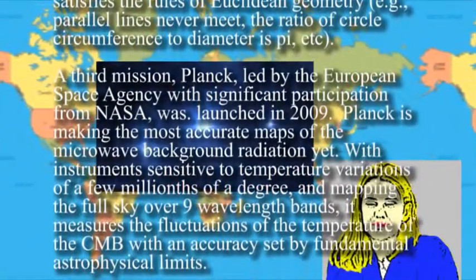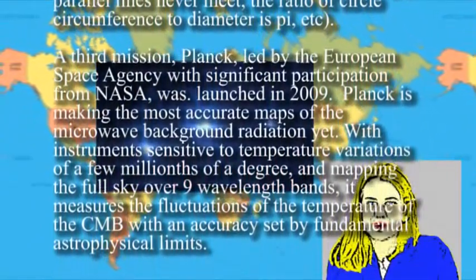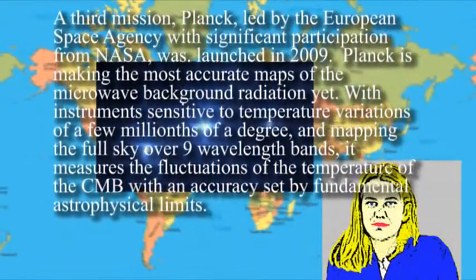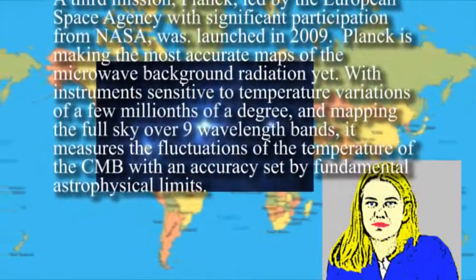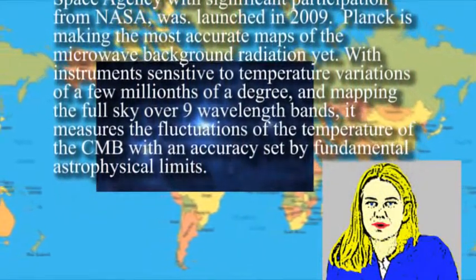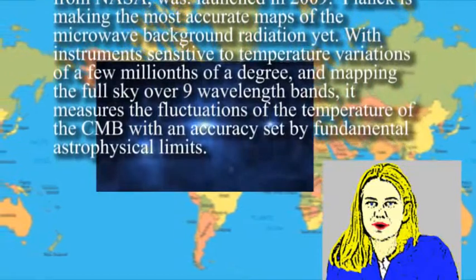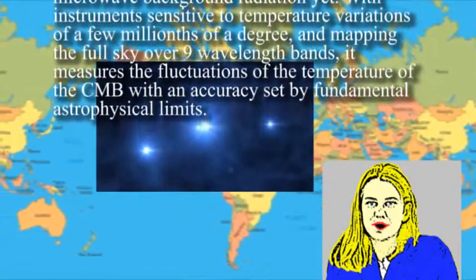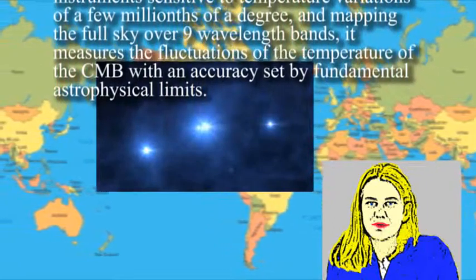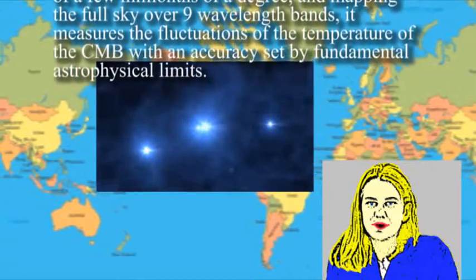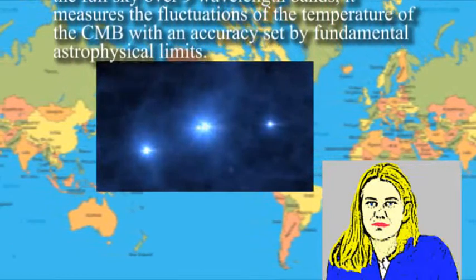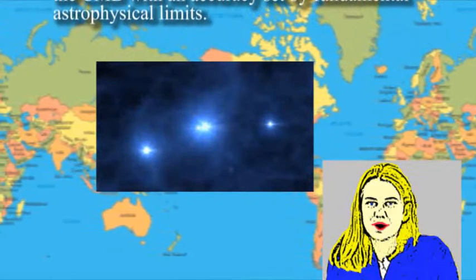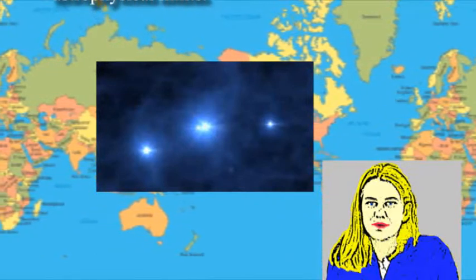A third mission, Planck, led by the European Space Agency with significant participation from NASA, was launched in 2009. Planck is making the most accurate maps of the microwave background radiation yet. With instruments sensitive to temperature variations of a few millionths of a degree, and mapping the full sky over 9 wavelength bands, it measures the fluctuations of the temperature of the CMB with an accuracy set by fundamental astrophysical limits.